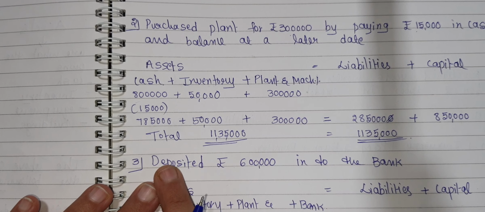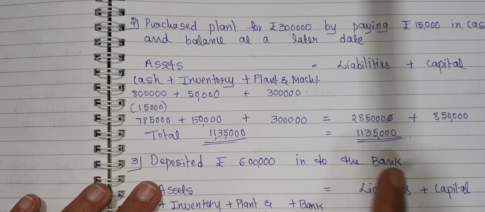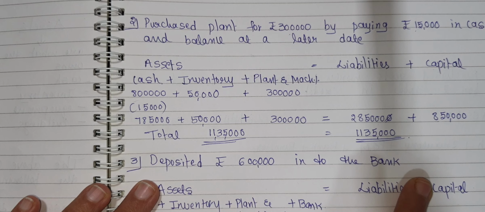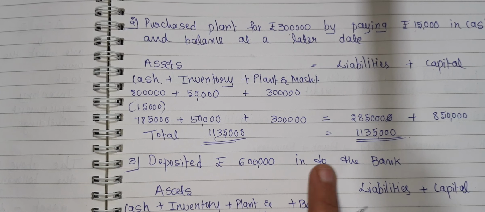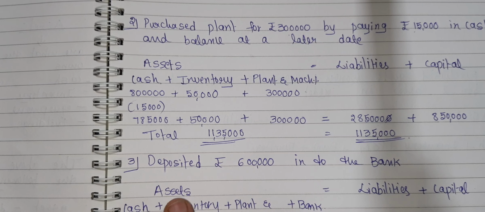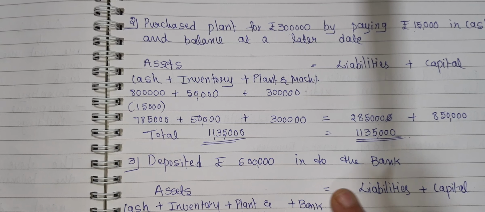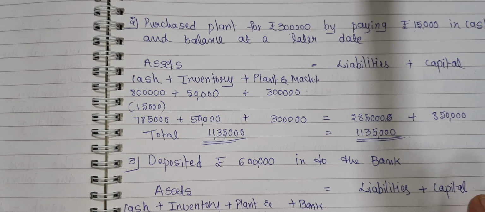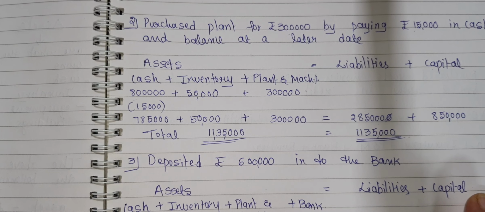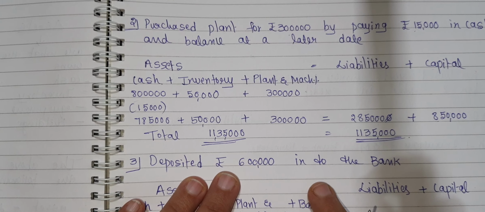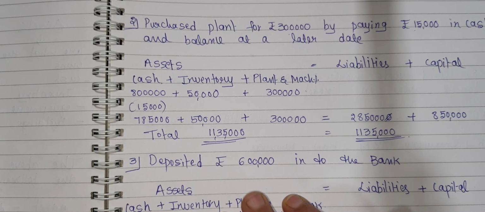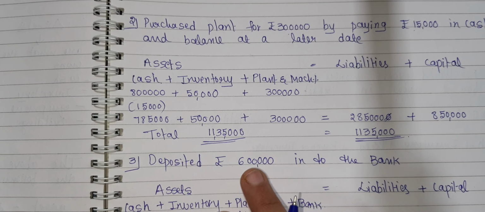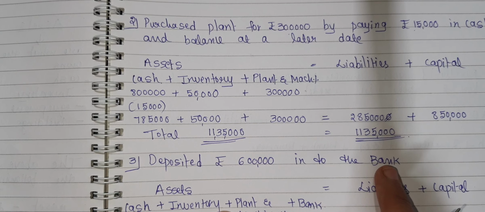See here, deposited rupees 6 lakh into the bank. The transaction says we have deposited rupees 6 lakh into the bank. First write down the equation, assets equals to liabilities plus capital. Now what is the effect of this transaction? It affects asset side only.